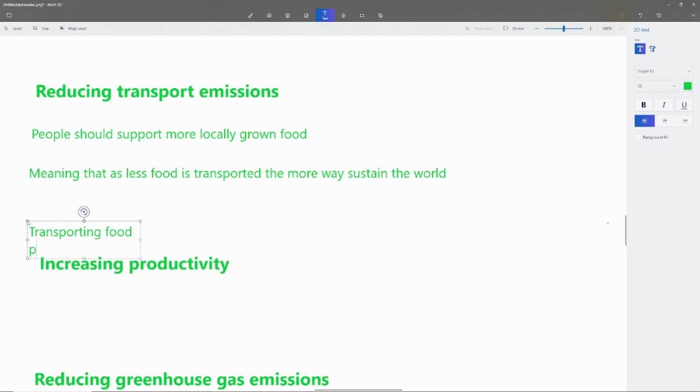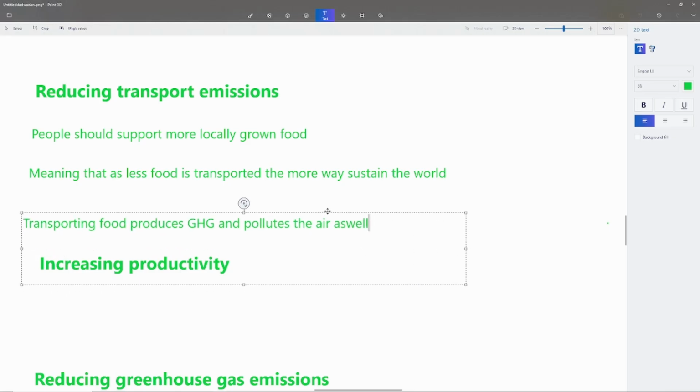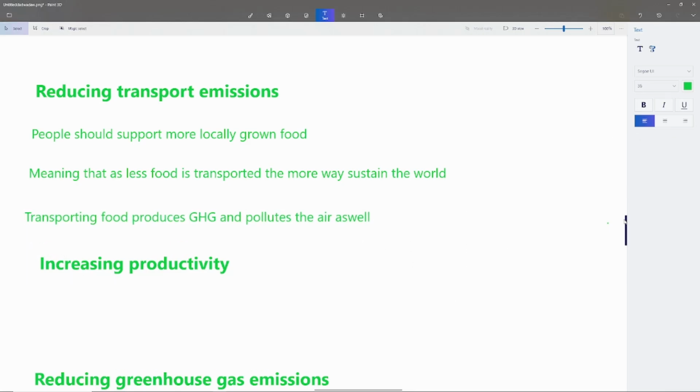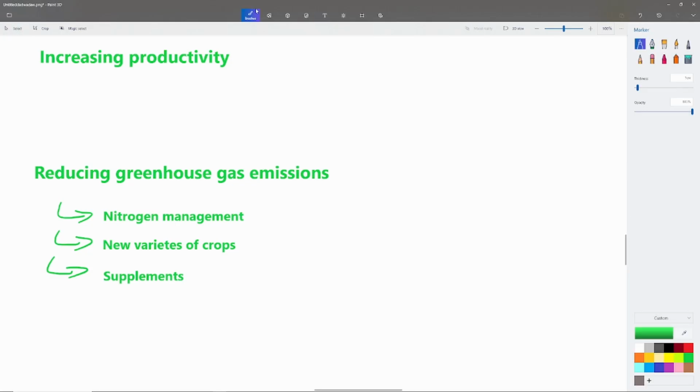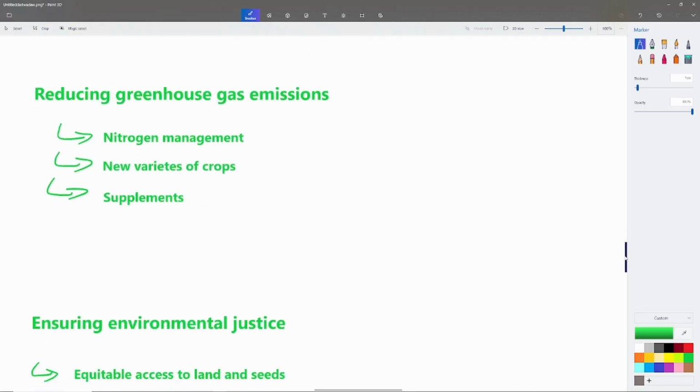food produces greenhouse gases and pollutes the air as well. Then increasing productivity. What this means is that people should just focus more on maybe traditional farming methods as well. I think this is something that we will learn on 5.2.2, and just using other methods to grow food that aren't damaging the environment as well.